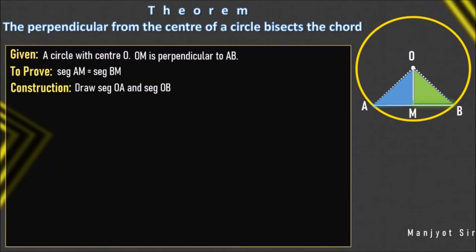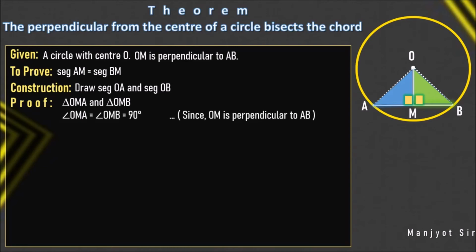Now let's try to prove these two triangles congruent. See, if you observe over here in these two triangles, triangle OMA and triangle OMB, both are right angle triangles. Since we have OM as perpendicular, both these triangles are right angle triangles. So you can say angle OMA is equal to angle OMB is equal to 90 degrees, and reason will be since OM is perpendicular to AB.